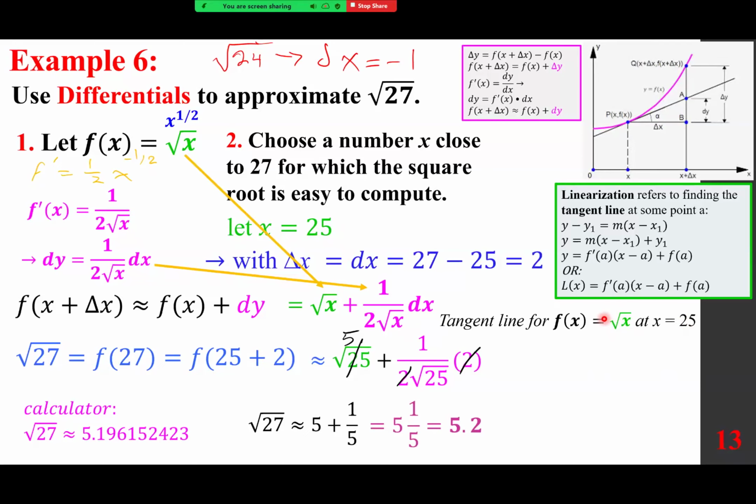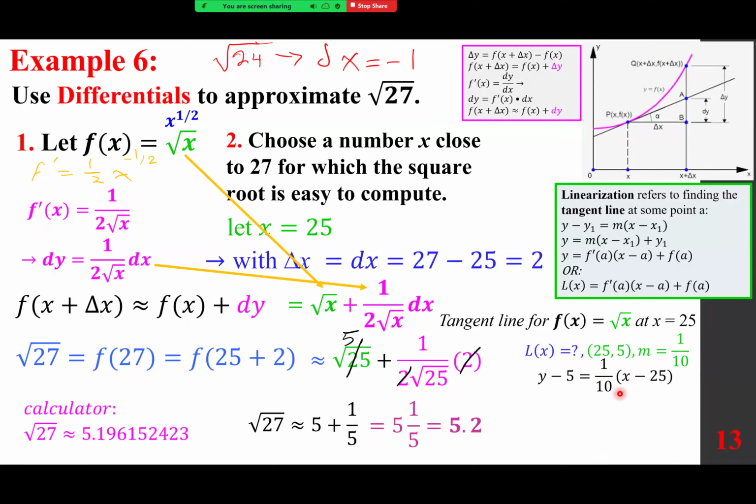Plug in 25, the square root of 25 is 5. What would be the slope? When you plug in 25, this becomes 5, so 1 over 2 times 5 is 1 over 10. So you want L of x when the pair is (25, 5) and the slope is 1 over 10. So y minus y1, y minus 5 equals m, 1 over 10, times x minus 25.